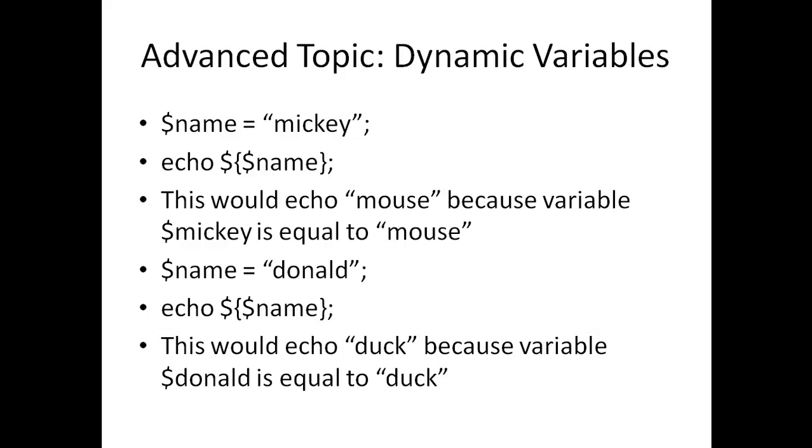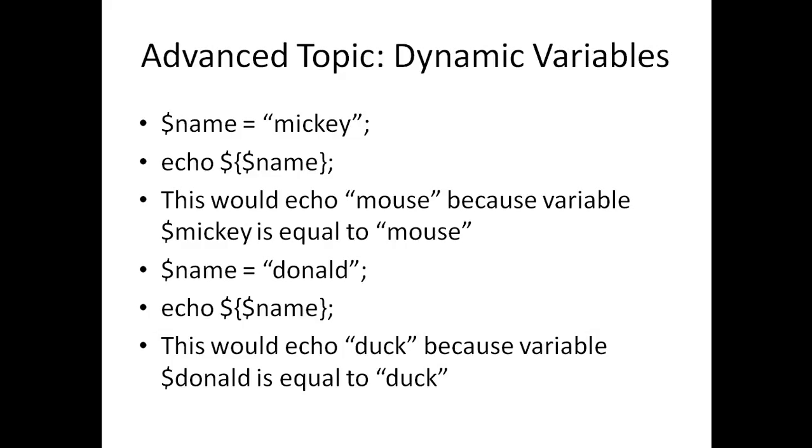Same thing, $name equals Donald. If you're echoing $ open brace $name close brace semicolon, that would echo duck because variable Donald is equal to duck. The name variable, $name, gets resolved first, and then the outside variable works. I never tested if you can have multiple layers of dynamic variables. That might be something someone can test and report back on the forum. Curious myself, I might try it later.